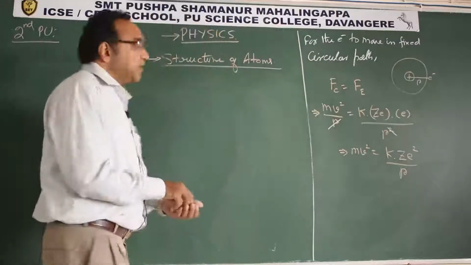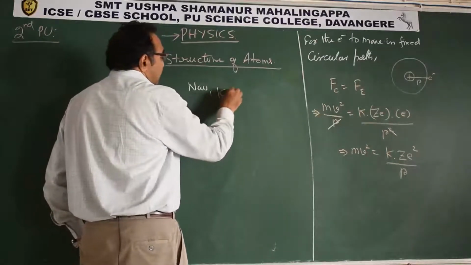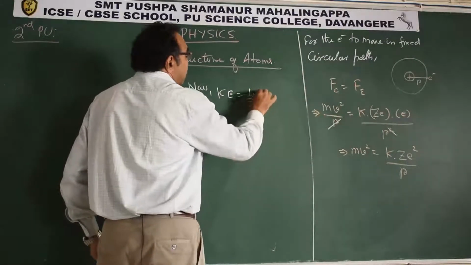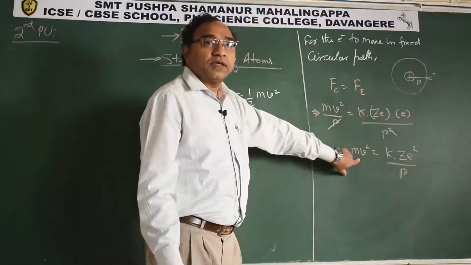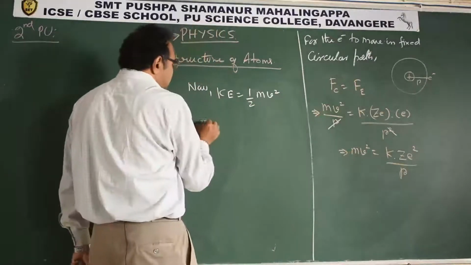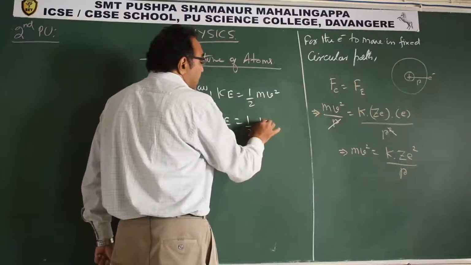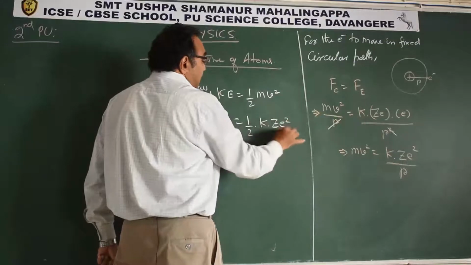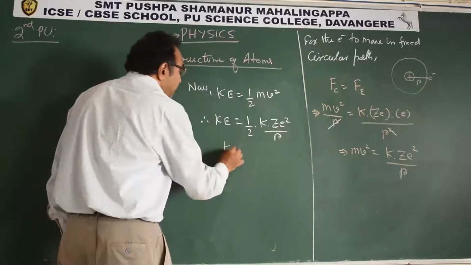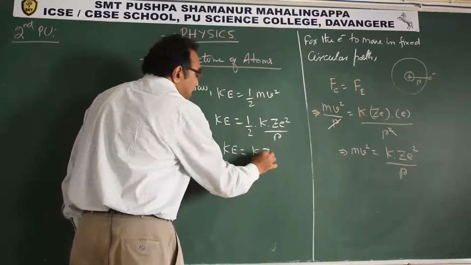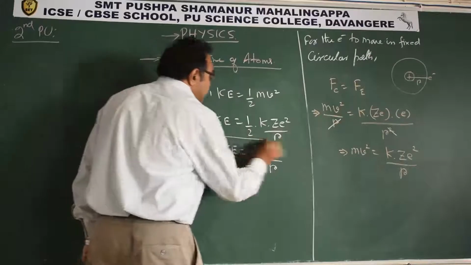Now what is kinetic energy? Kinetic energy is half mv square, na? mv square is this much. So therefore kinetic energy is nothing but half k Ze square by r. Got it? So kinetic energy is k Ze square by 2r. We got kinetic energy.